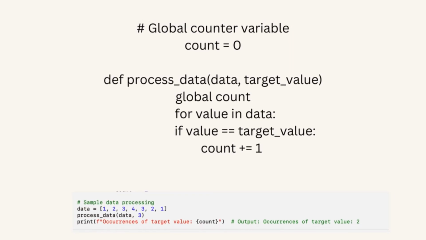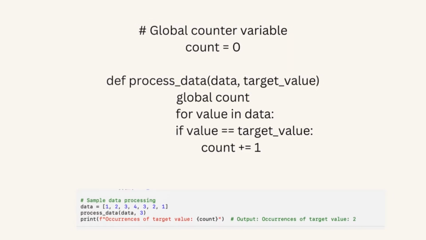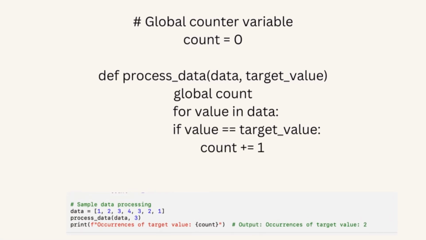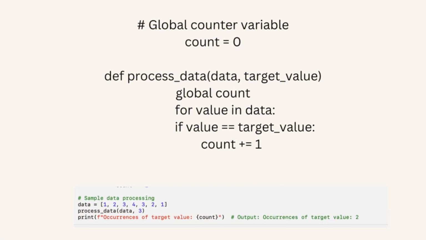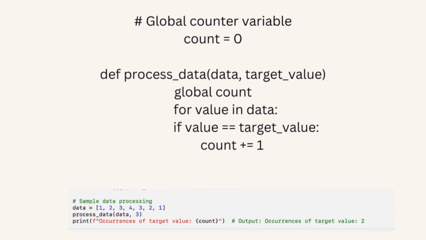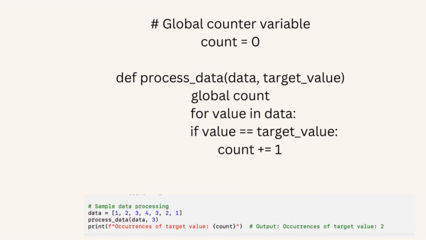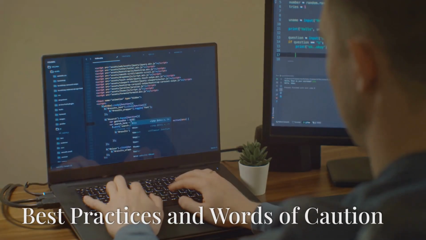In this example, count serves as our global counter. The function iterates through the dataset and increments count each time it encounters the target value. This pattern is useful when you need to aggregate information across different parts of your code. The global variable acts as a central repository for the accumulated data.